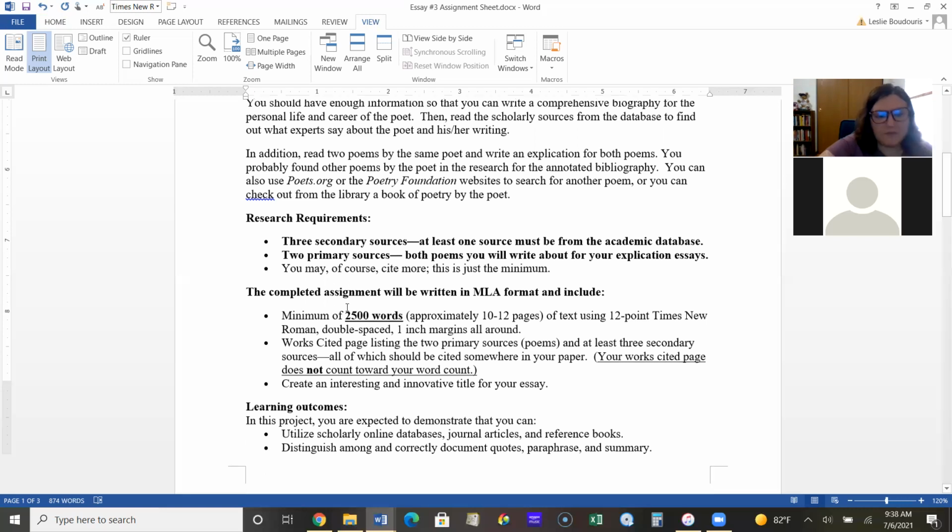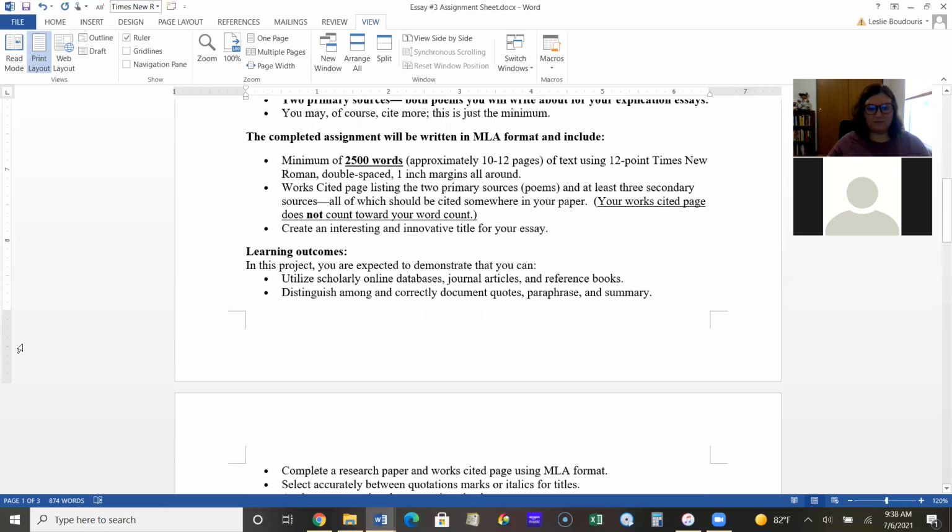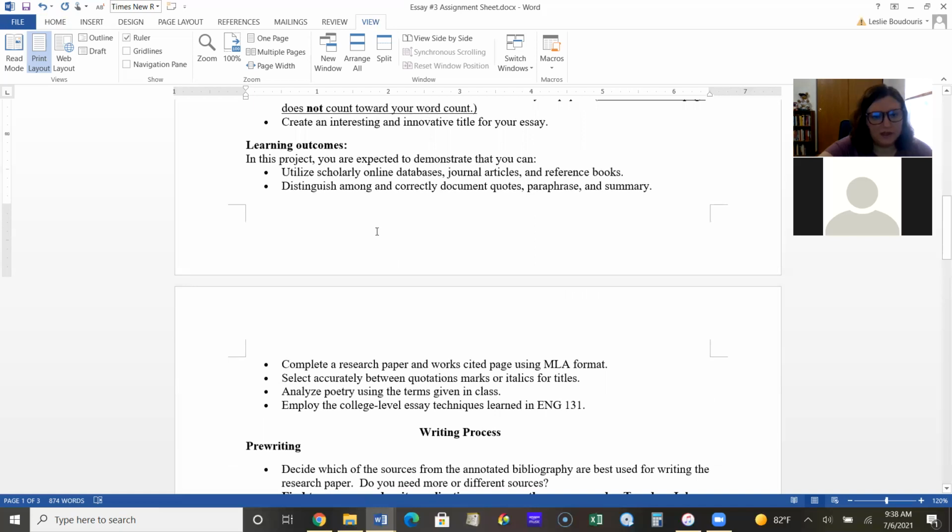Okay. Everything all together, again, minimum 2,500 words, same format, 12-point font, Times New Roman, double spaced, 1-inch margins, all of that. You'll have a works cited page listing the 5 sources, and you can have more than 5 sources if you need to. But you want to have at least those 3 secondary and 2 primary sources, and also cite them in your essay as in-text citations throughout your essay too. And have a title that's not just essay number 3.